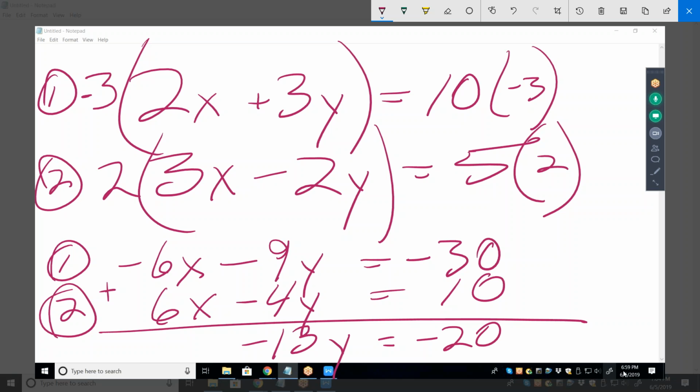y is 20/13. Once you solve for one variable, you go back into your simplest equation, substitute it, and then you can solve for x quite easily. So that covers elimination, pretty much. That's the most complicated case you're going to run into. Substitution would be if you had something like the following. This is going to be a substitution problem.